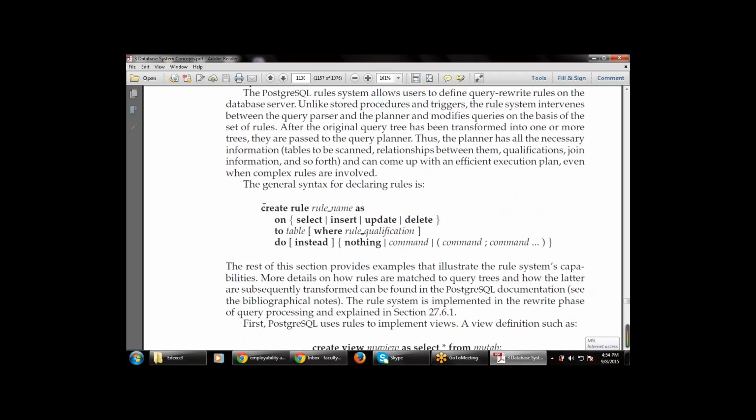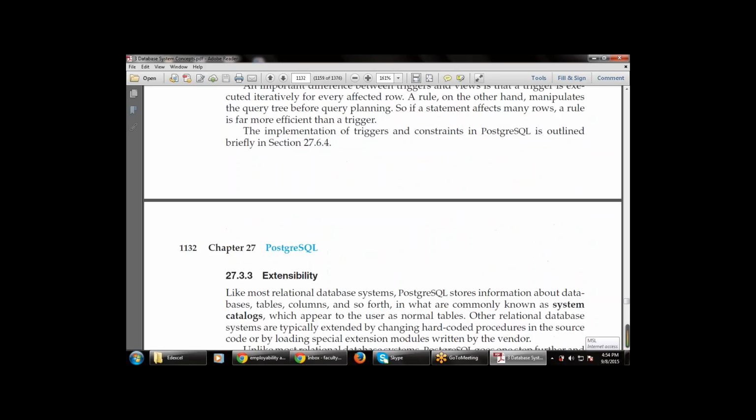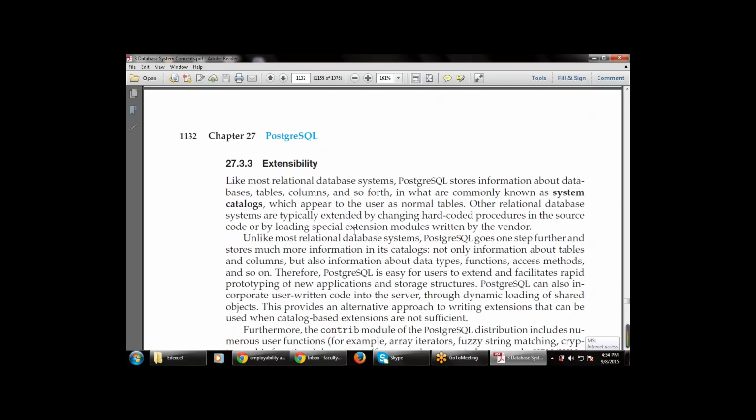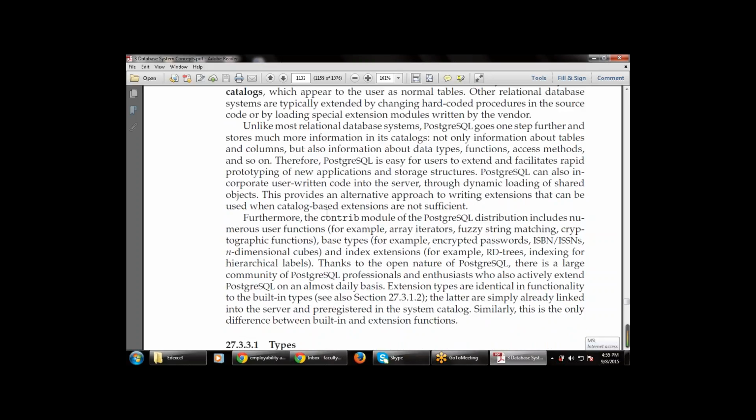This is the syntax of the rule. We have already discussed how to create a rule: CREATE RULE and the rule name. Next is extensibility, that is, how to extend with the help of PostgreSQL. Like most relational database systems, Postgres stores information about databases, tables, columns, and so forth in what are commonly known as the system catalogs, which appear to the user as normal tables. Other relational database systems are typically extended by changing hard-coded procedures in the source code or by loading special extension modules written by the vendor.